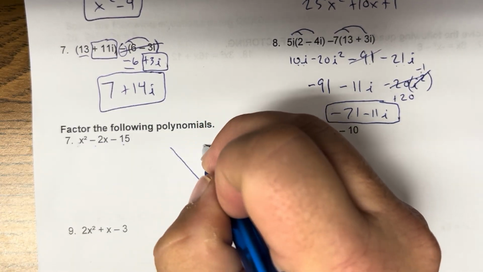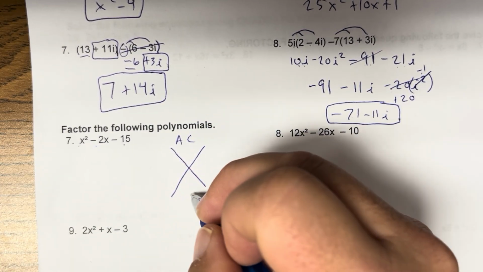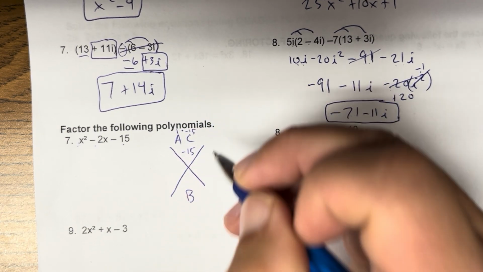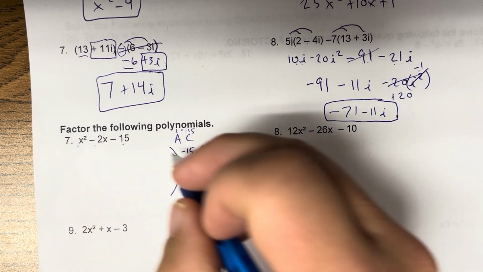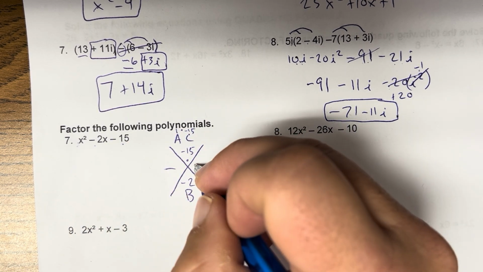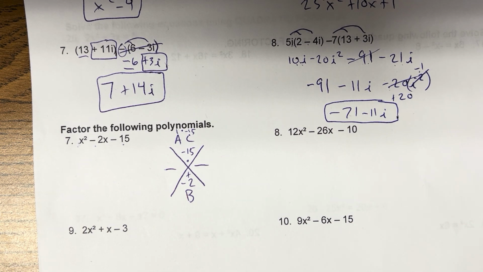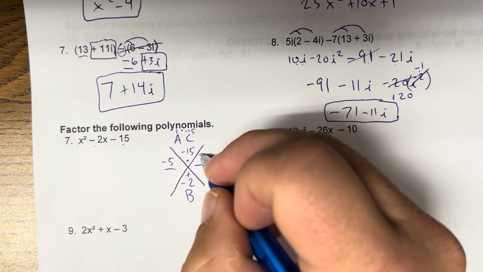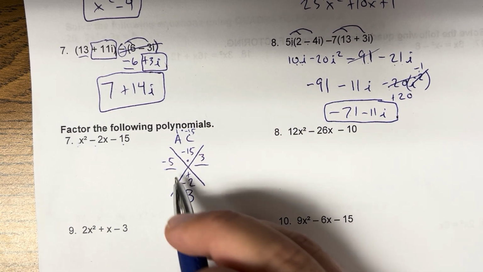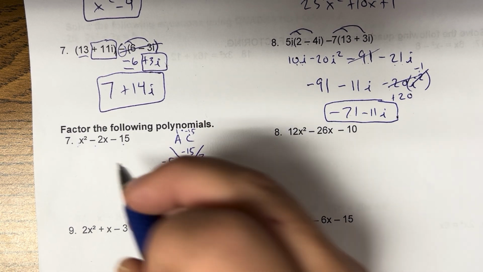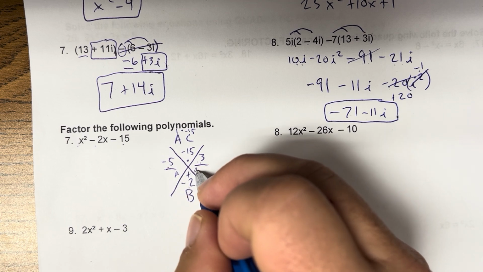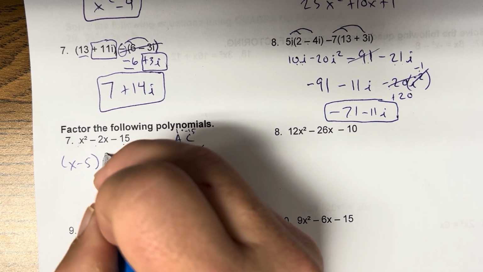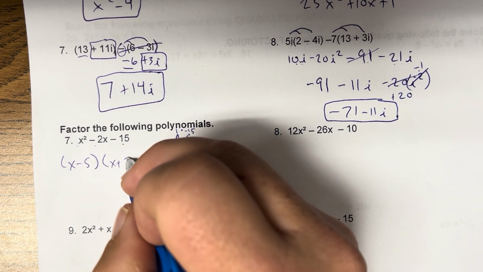If you want to see the x method, though, on top is your a times c, on bottom is your b. And so it's 1 times negative 15, which is negative 15. On bottom is negative 2, which, as I just said out loud, we're going to see what multiplies to negative 15 and adds to negative 2. And so 15, 5 and 3 should work. So negative 5, positive 3, because that multiplies to negative 15. And if I add these two together, it's negative 2. We're going to divide by my a, which is 1. And so that reads 1x minus 5 and 1x plus 3.